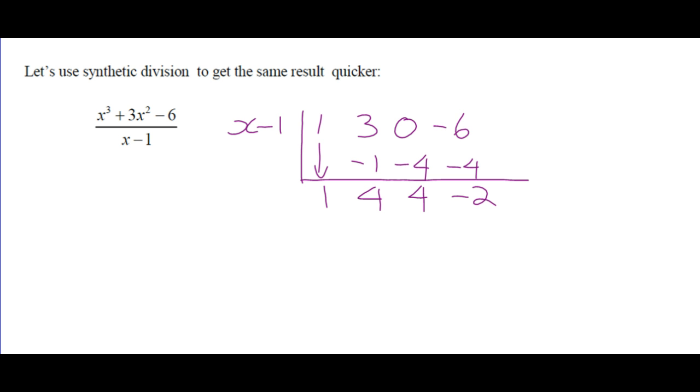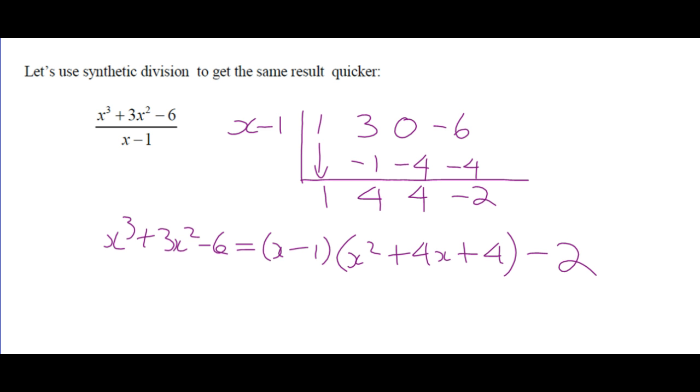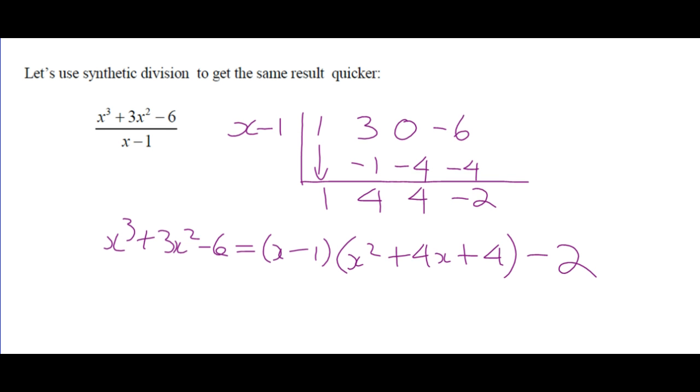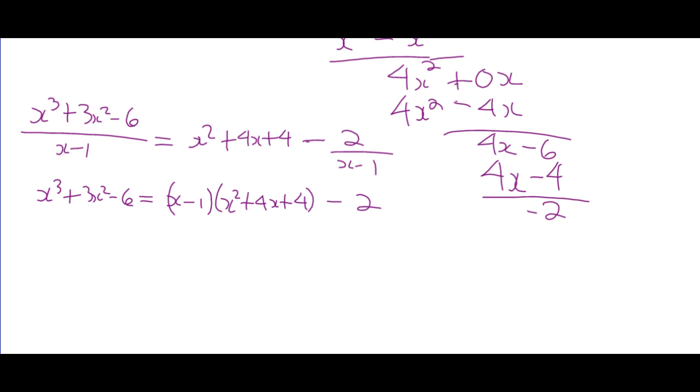So here's how you read this. That's your remainder. That's your constant, that's your x squared. If you're dividing an x cubed by an x, then your highest term is going to be x squared, right? So this is your x squared term, this is your x term, this is your constant, and that's your remainder. So then we can say x cubed plus 3x squared minus 6 is equal to x minus 1 times x squared plus 4x plus 4 with the remainder minus 2, right? Which looks a lot like that, but took a lot less work, right?